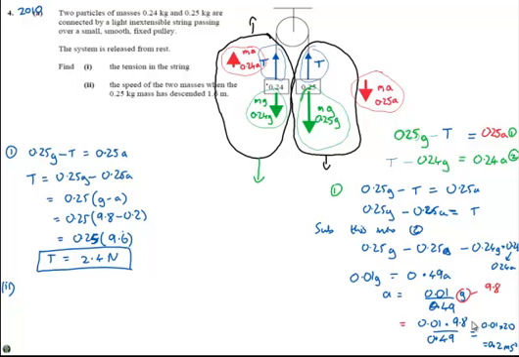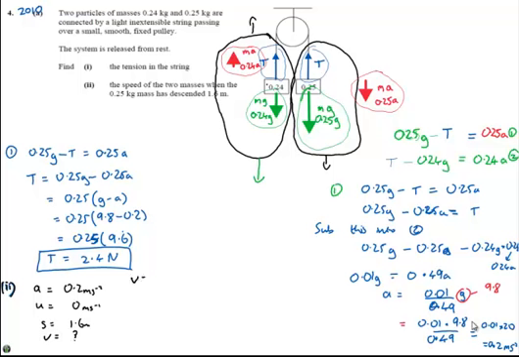We just need to find the speed of the two masses when the 0.25 kilogram masses descend 1.6 meters. I'm going to do this in black just so we can see the difference between the two parts of the question. For this one, we know the acceleration. We worked it out at 0.2 meters per second squared. We know the initial velocity: it starts from rest. We know the displacement is 1.6 meters, and what we're asked for is the speed of the two masses, v. What is v?